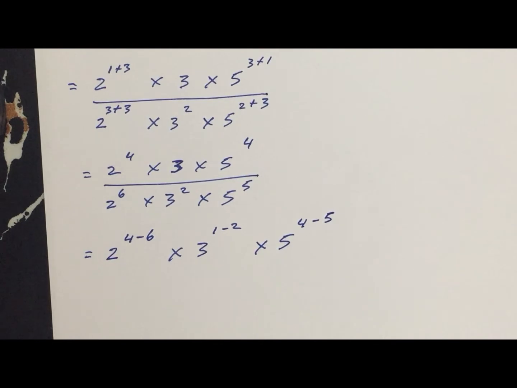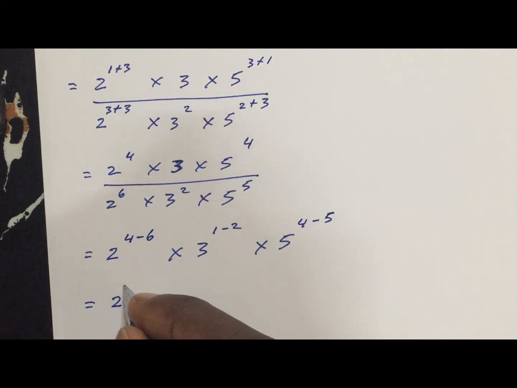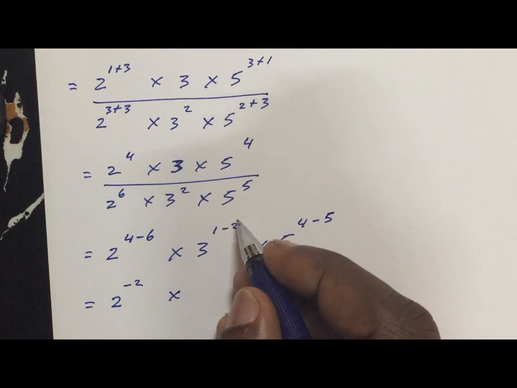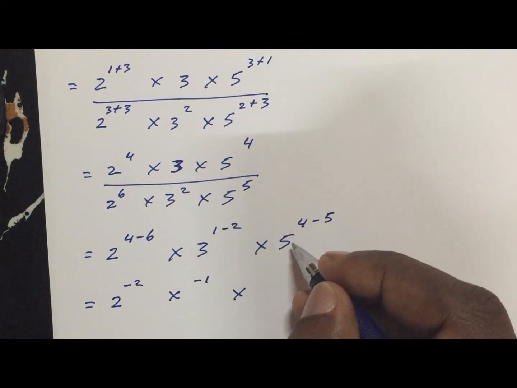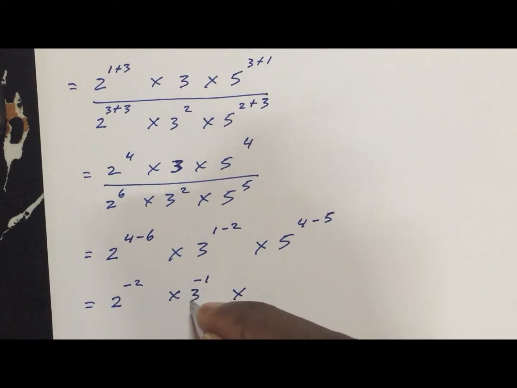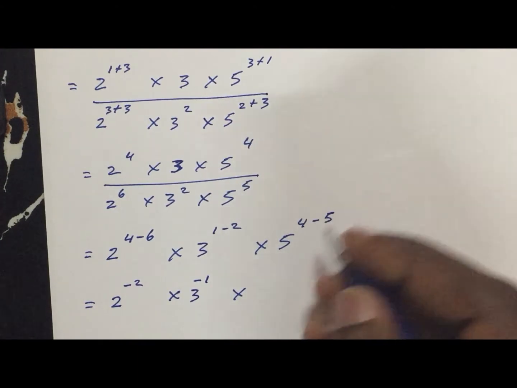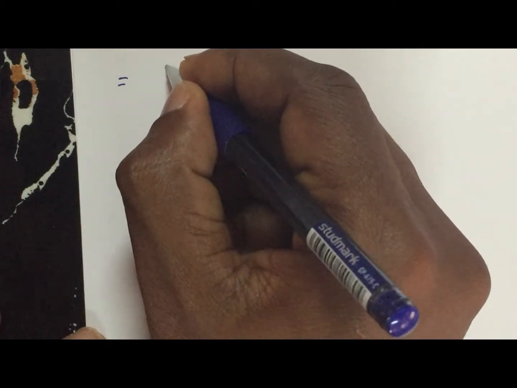Moving forward, our next step would be to further simplify. 4 minus 6 would give us negative 2, times 3 to the 1 minus 2, which gives negative 1, times 5 to the 4 minus 5, which gives 5 to the negative 1.